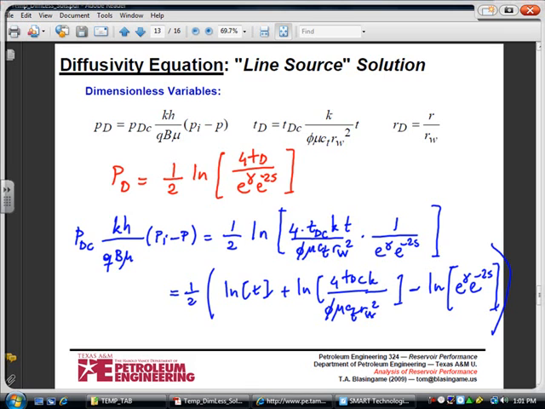Yeah. Okay, do you remember the values for PDC and TDC? They are constants. And PDC for field units is equal to 1 over 141.2. One over 141.2. I think it's in the slides. And TDC is equal to 0.0002637.